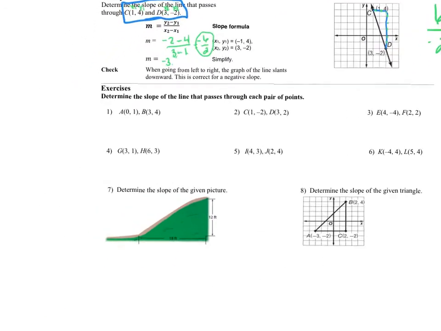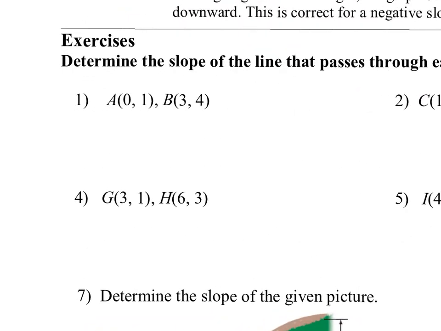Okay, so now we have all these points right here. So I'm going to label x1, y1, x2, y2. So I'm going to say my first point is y2, which is 4, minus y1 over x2 minus x1.